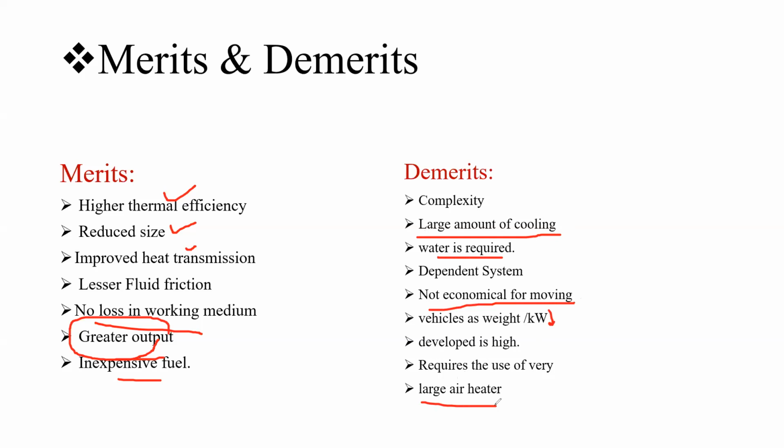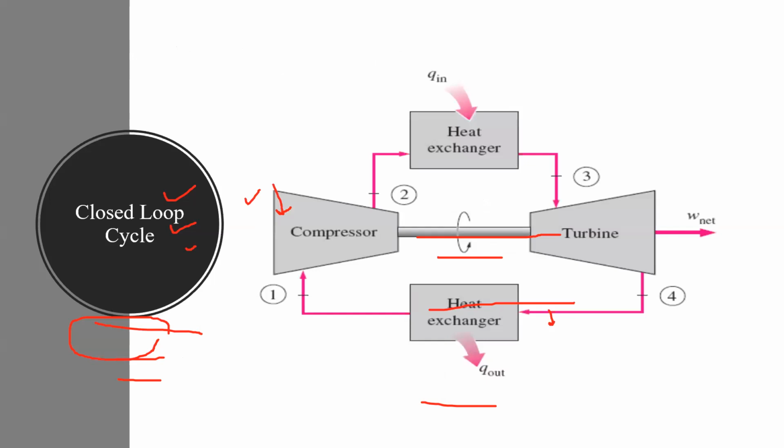So efficiency is very high but the accuracy is very low. Why? Because we can't use a closed loop system. Whatever input you give is followed by the output, but the accuracy of the plant is very low. So to overcome this we use a closed loop cycle.